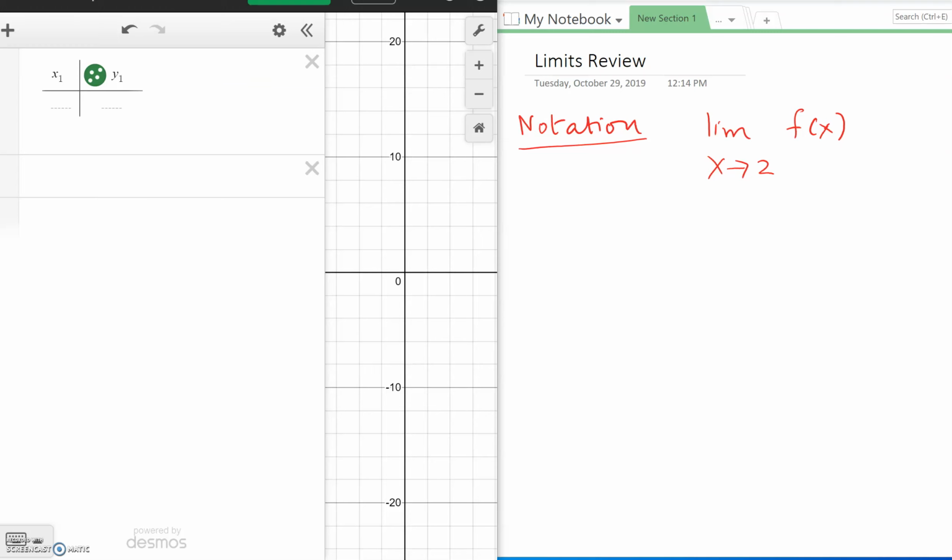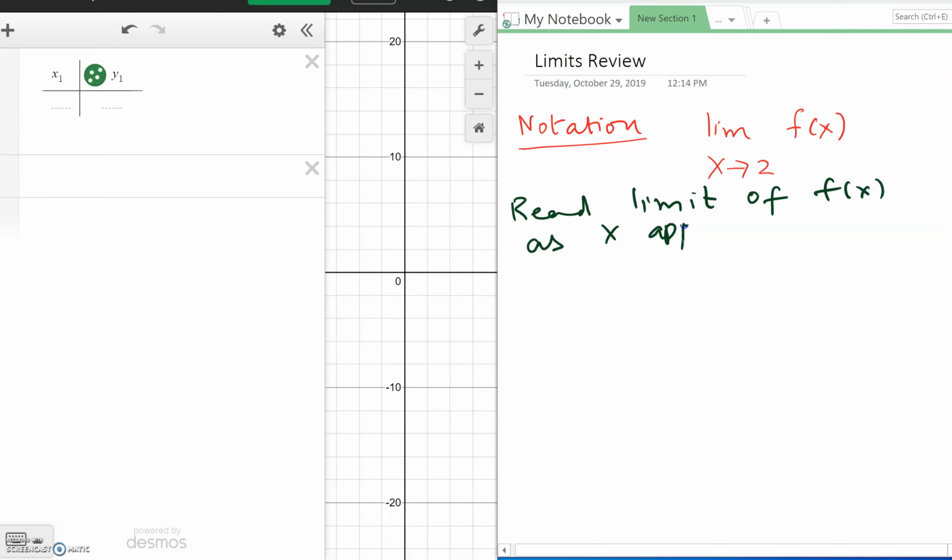Okay, so this is a video of a limit review. Let's first look at the notation. If you have limit x going to 2 of f of x, we want to read this as the limit of f of x as x approaches 2. That is how we read this expression.